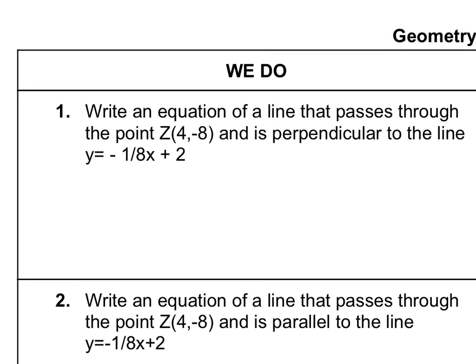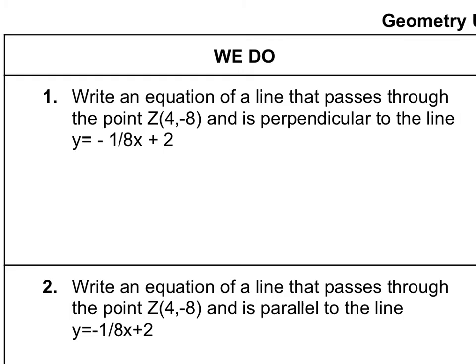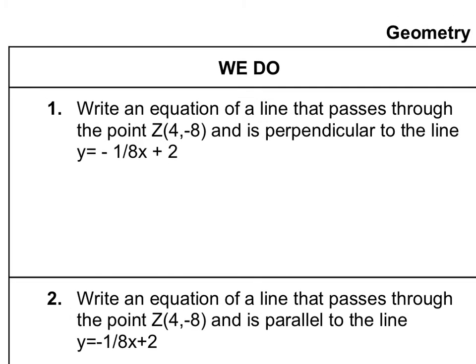Okay, again, we're just doing the odds together today. So we need to write an equation of a line that passes through point Z and is perpendicular, okay, keyword perpendicular, to the line y equals negative 1/8 x plus 2. Remember, perpendicular lines have an opposite reciprocal slope. So that means that we have to take this slope given here, flip it, and change our sign. So in this case, our perpendicular slope has to be a positive 8 because I am flipping this 1/8 into a whole number and then changing my sign to a positive.